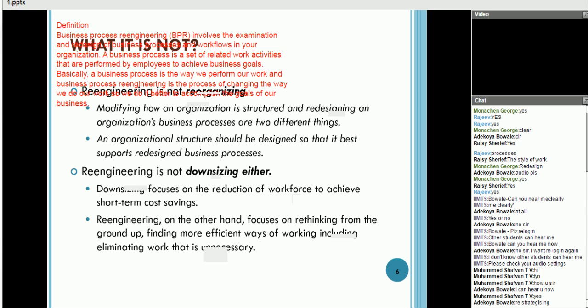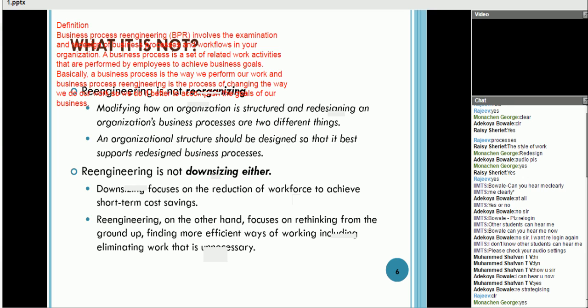Okay, so are these 2 points clear to everyone? If anyone has any doubts, you can ask. Okay, Rajiv says clear, Monachan says yes.